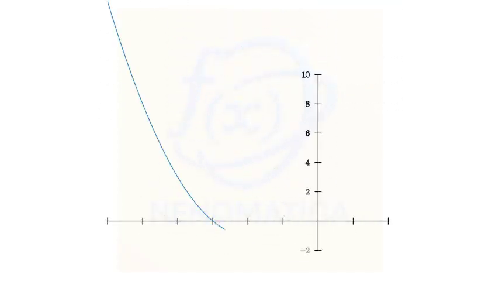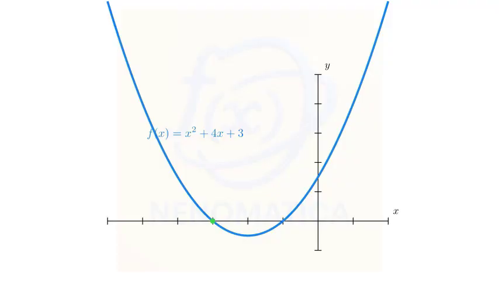Now, let us show these solutions on the graph. We mark the points negative 3, 0 and negative 1, 0 on the x-axis. These are exactly the x-intercepts where f of x equals 0. Notice how they match the algebraic solutions perfectly.